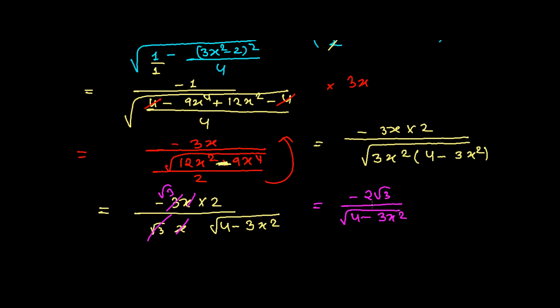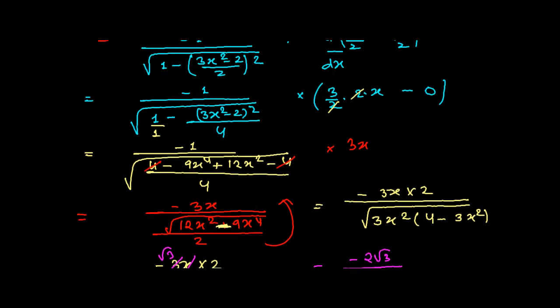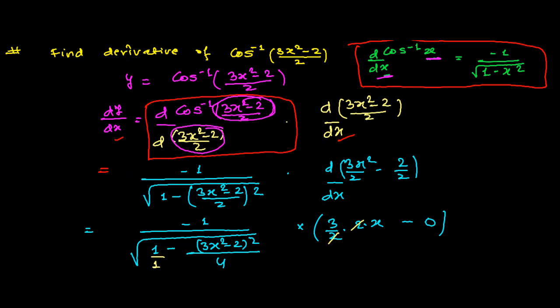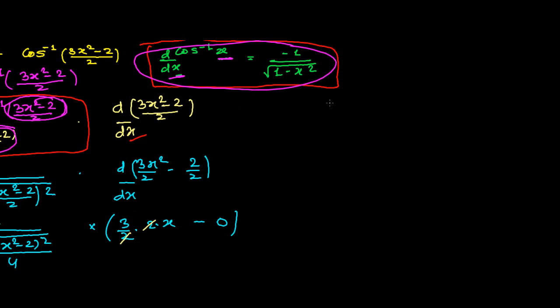All right, this is our final answer. So our dy over the dx is minus 2 root 3 divided by 4 minus 3x squared. This is inside the root. Answer. This is how we need to solve. We need to find out the derivative of this given function. All right, and in the examination, if you forget this, if you forget the formula, then either you can derive the formula, or without deriving formula you can solve something like this.